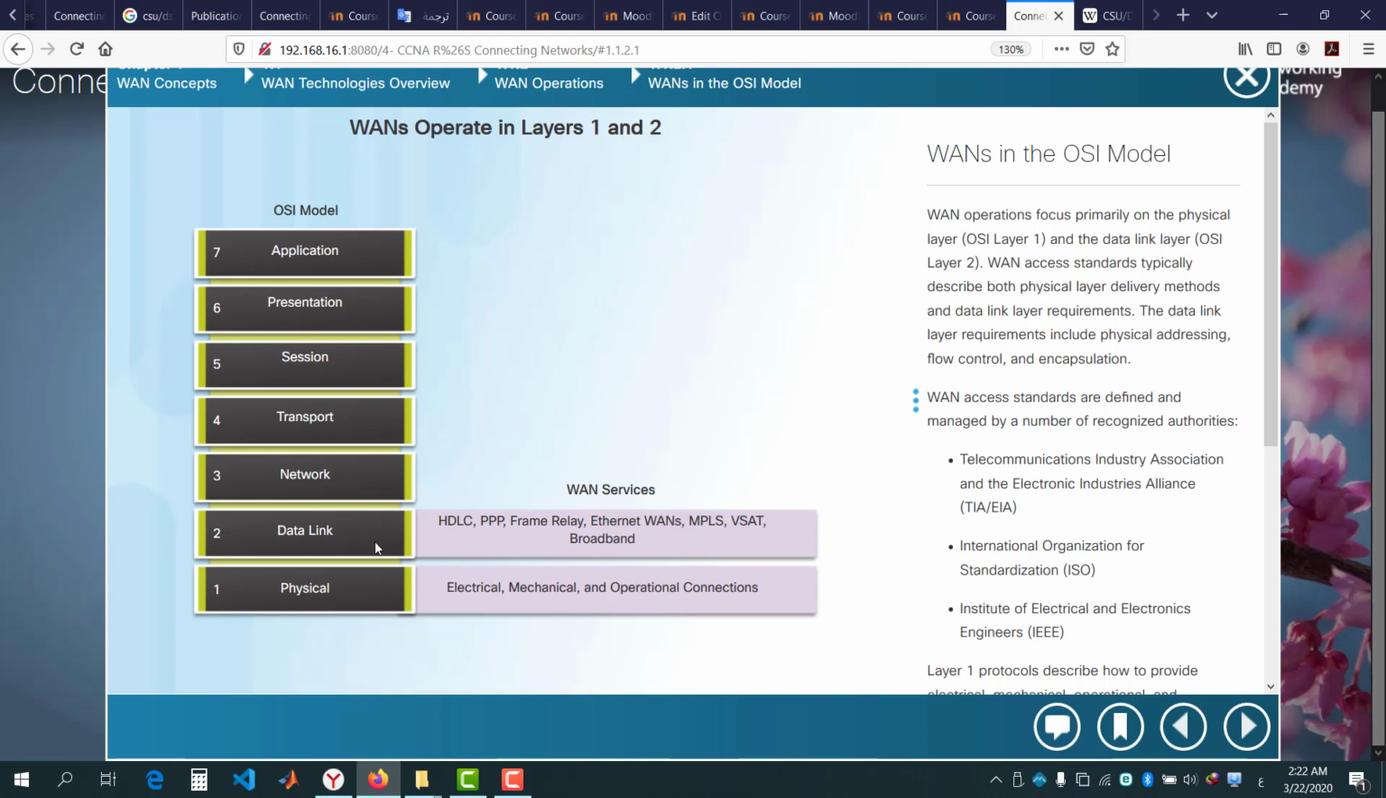Also, for the data link layer, we have many protocols and technologies used for WAN service, not LAN, like PPP or point-to-point, HDLC, Frame Relay, Ethernet WAN, MPLS, and fast broadband. All these technologies will be discussed later. I'll translate in Arabic.